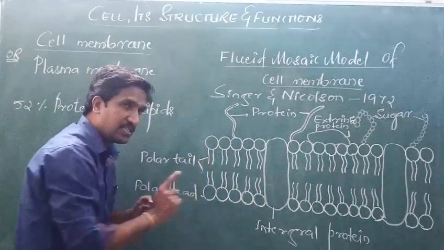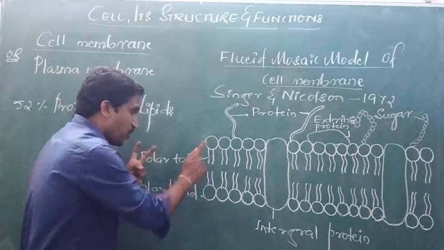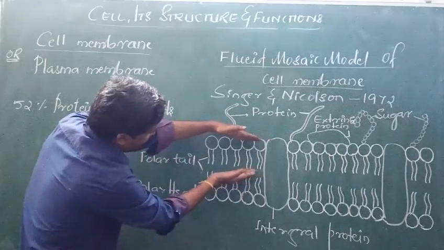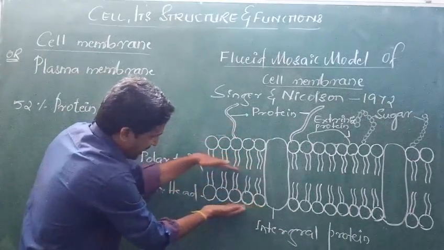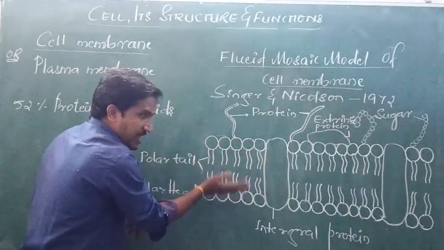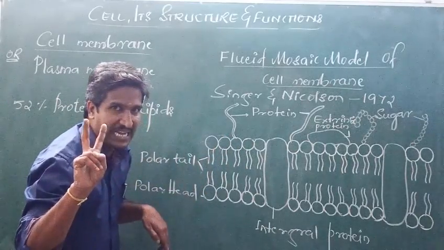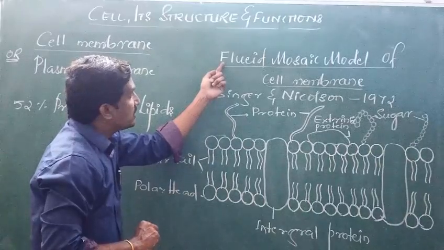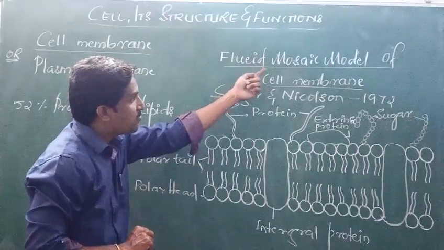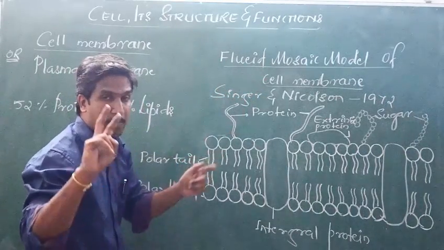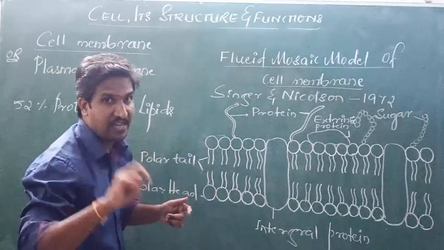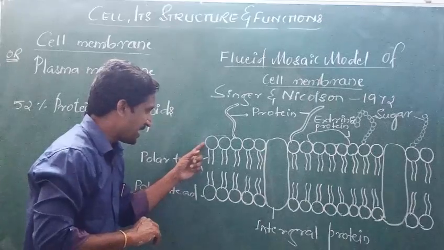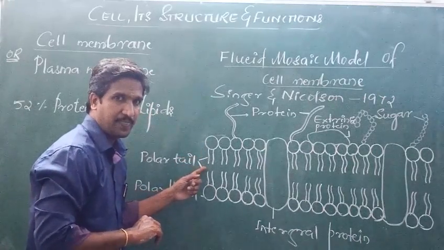This polar tail is also made up of lipid. The polar head is also made up of lipid. This complete structure is made up of lipid. This is another lipid layer. So two lipid layers were there, so it is called a bilipid layer. According to Singer and Nicholson, the fluid mosaic model of a plasma membrane is made up of two lipid layers: a bilipid layer, with polar head and polar tail.